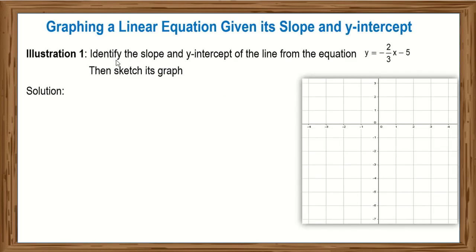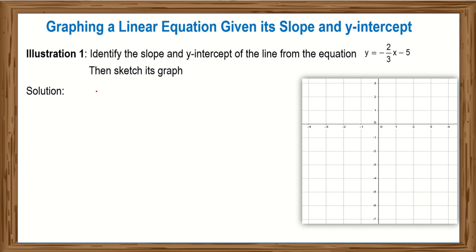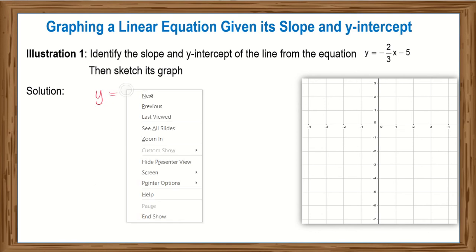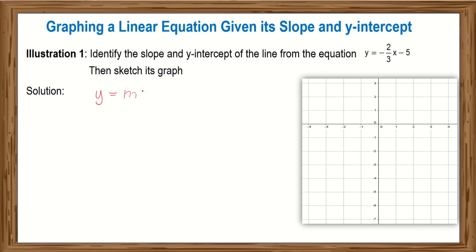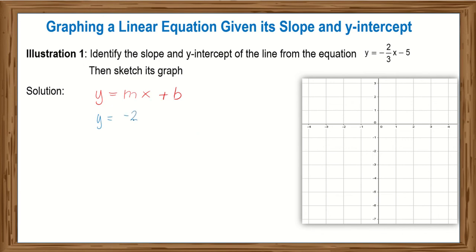Say for example, we have here: identify the slope and y-intercept of the line from the equation y equals negative 2/3 of x minus 5, and then sketch its graph. So first thing that we are going to do is we write the equation of the line in slope-intercept form, y is equal to mx plus b. And then we are going to align the given equation in it so we can easily determine the slope and the y-intercept. So we have y is equal to negative 2/3 of x minus 5.